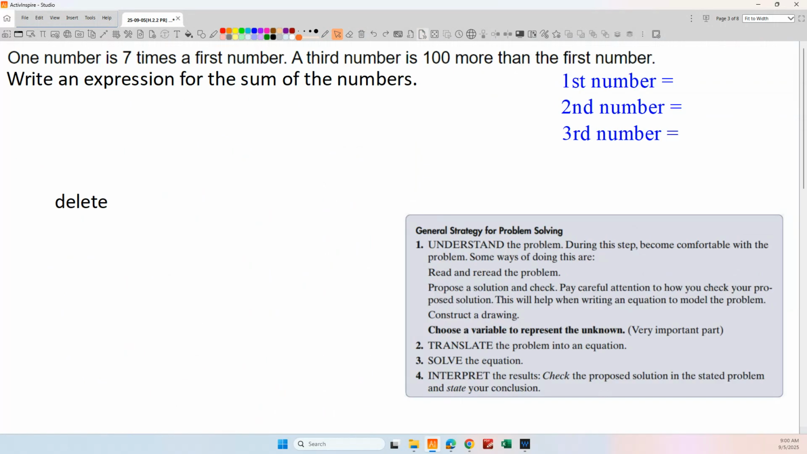Okay, how about this one? One number is 7 times a first number. Okay, so we're just going to distinguish the numbers. There are 3 numbers. We'll call them first number, second number, third number to keep them separate. A third number is 100 more than the first number. Write an expression for the sum of the numbers.